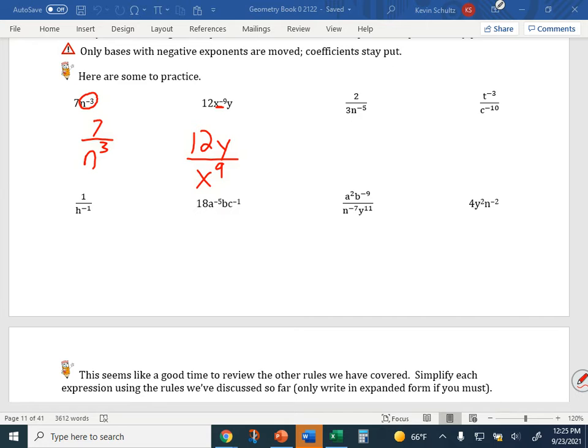Next one. What's being moved? Joey? The n to the negative fifth. Where's it going? It would go up to the numerator. Up to the numerator. Exactly. 2 stays where it's at. It's now n to the positive fifth. And our 3 stays in the denominator.